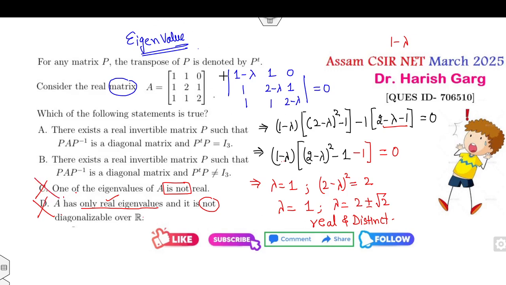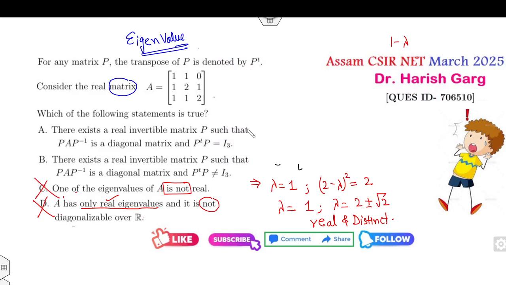Once you can see the eigenvalues are real and distinct, what does it mean? The matrix is diagonalizable. So that means you can definitely find the invertible matrix P.